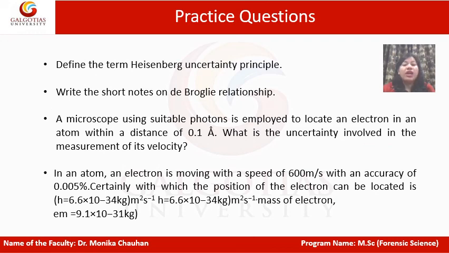Now we have some practice questions: define the term Heisenberg uncertainty principle, write short notes on de Broglie's relationship, and solve some numericals based on Heisenberg and de Broglie's relationship.